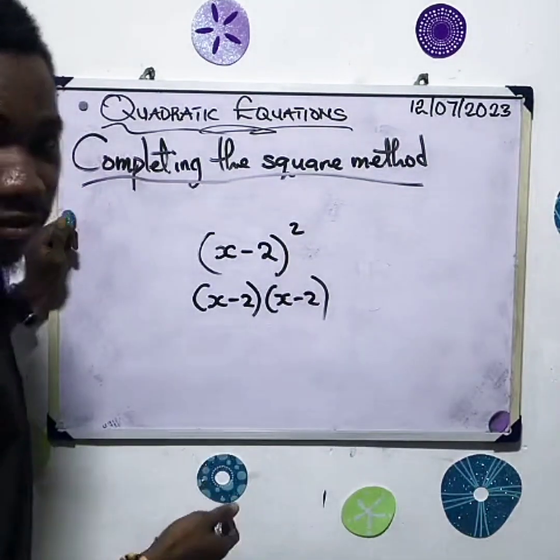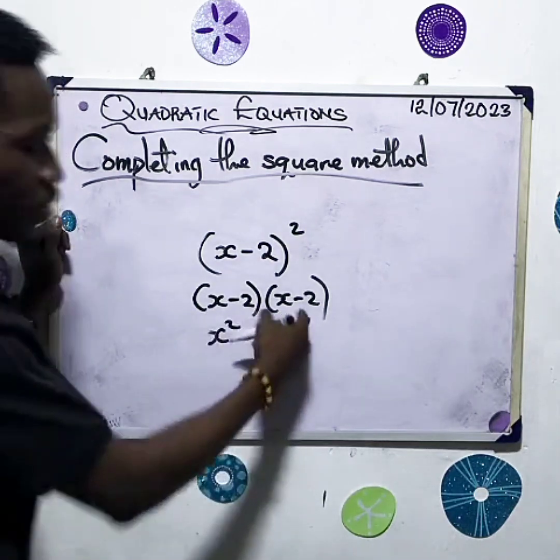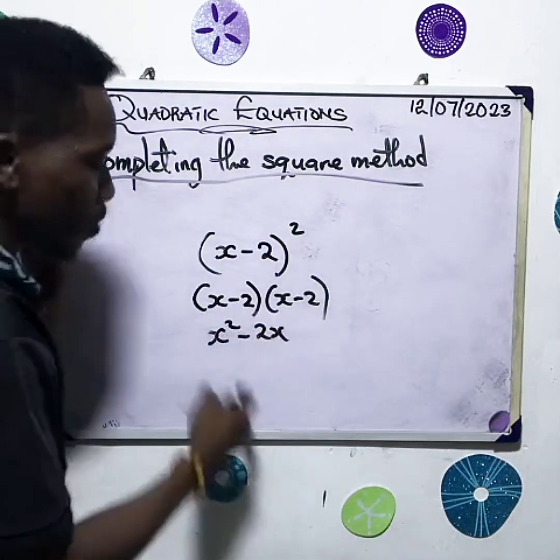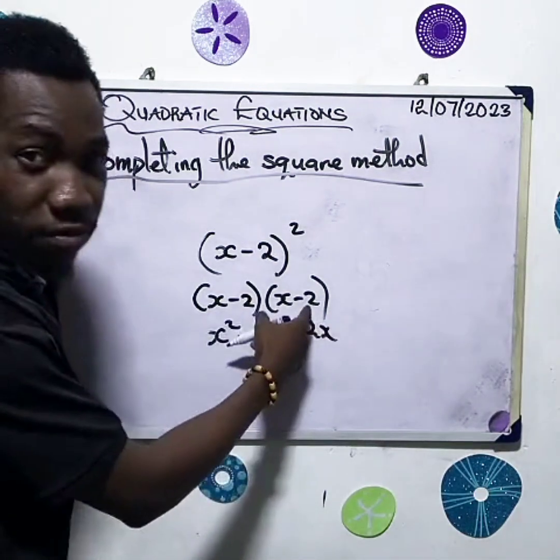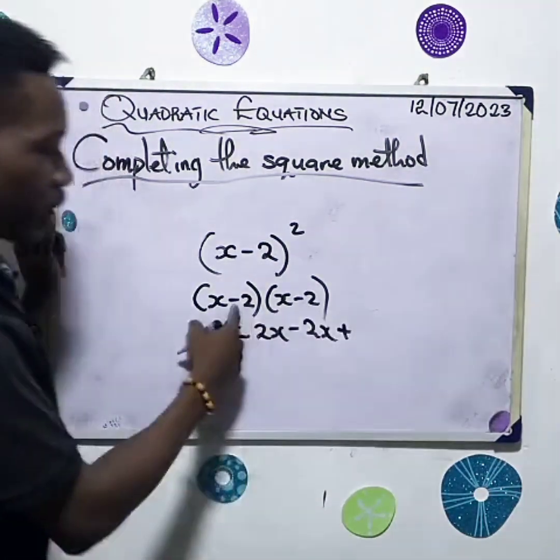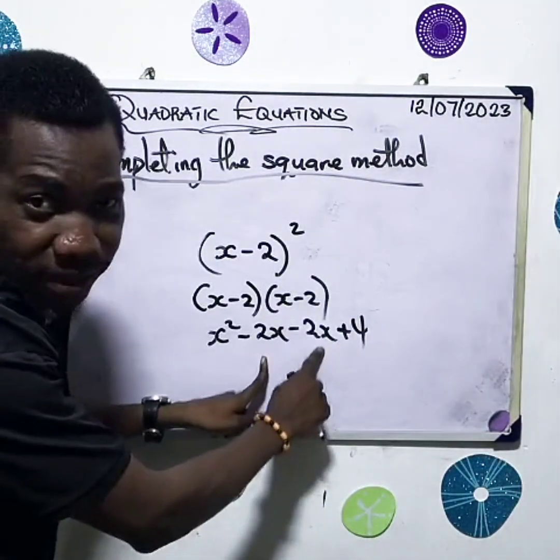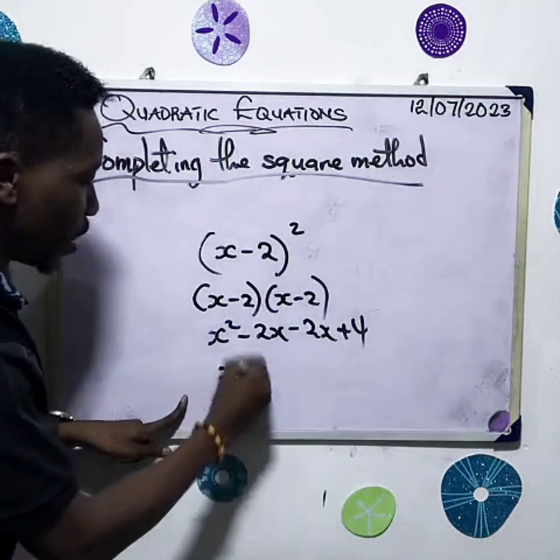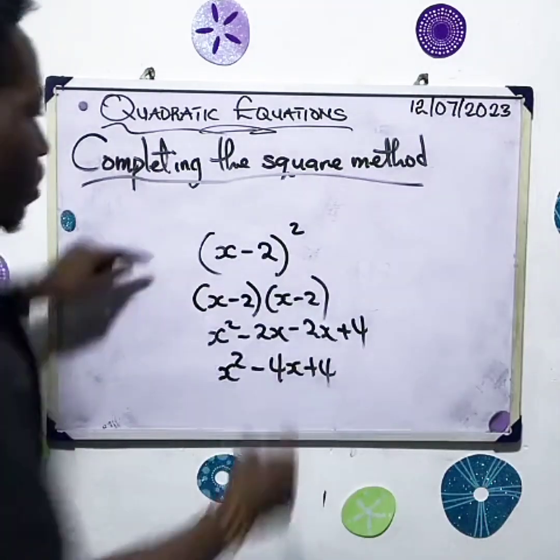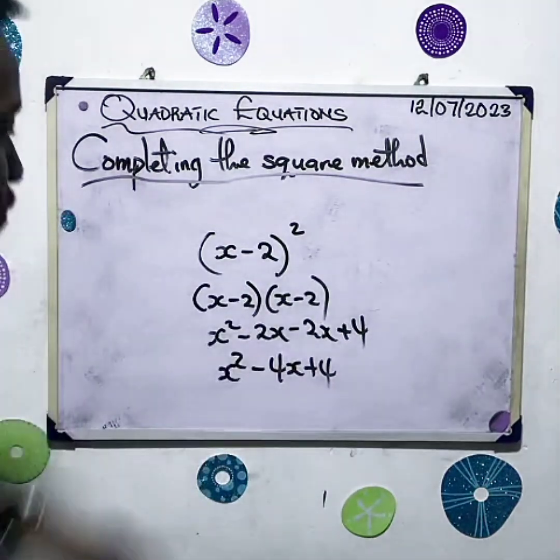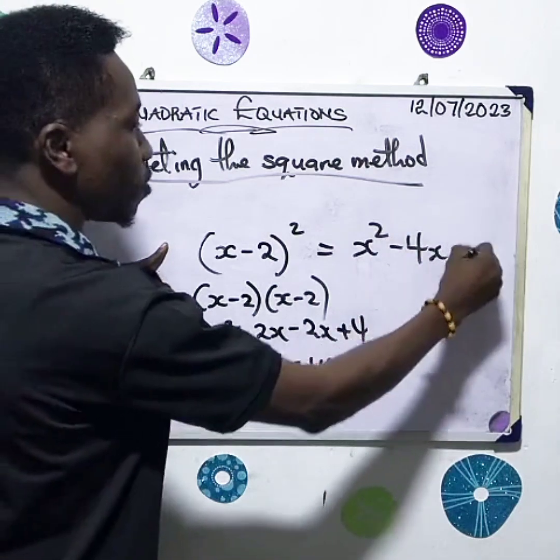Now let's expand this and see what it gives us. X times x gives us x squared. X times minus 2 gives minus 2x. Minus 2 times x gives minus 2x. Minus 2 times minus 2 gives plus, because minus times minus is plus, so 2 times 2 is 4. Minus 2x and minus 2x are like terms, so that gives us x squared minus 4x plus 4.